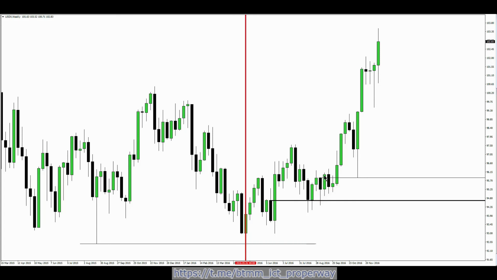Price moves away, trades through this candle's high right here, validating this is a bullish order block. Again, we're going to be looking for a rally of 2 to 3 times the order block's body's height. So it has to trade about here, here, here. So at this point here, we have a valid swing. So now we can look for a retracement back down.